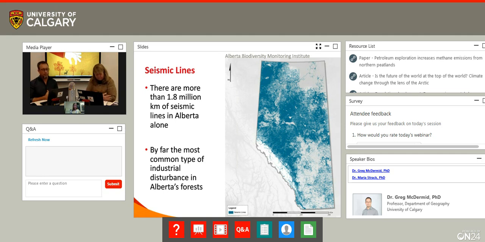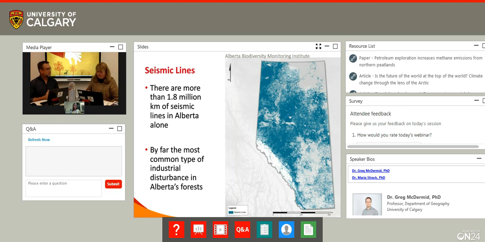The Alberta Biodiversity Monitoring Institute is an organization in the province that does a variety of good things, including mapping human footprint. So, for example, here we've got a map being shown of the location of the known seismic lines in the province produced by the ABMI. And like I said, there's a lot. The ABMI has documented more than 1.8 million kilometers of seismic lines in the province. Again, that's a big number. It may not mean much, but that's enough to circle the planet 45 times.